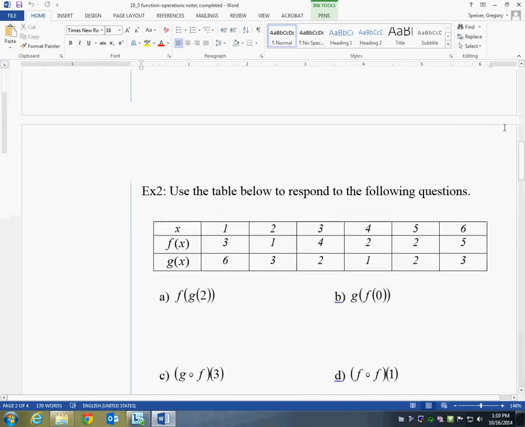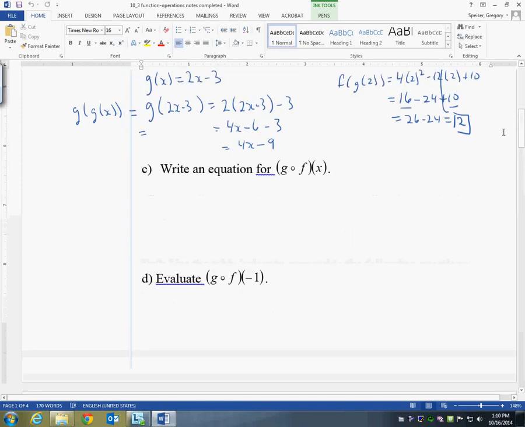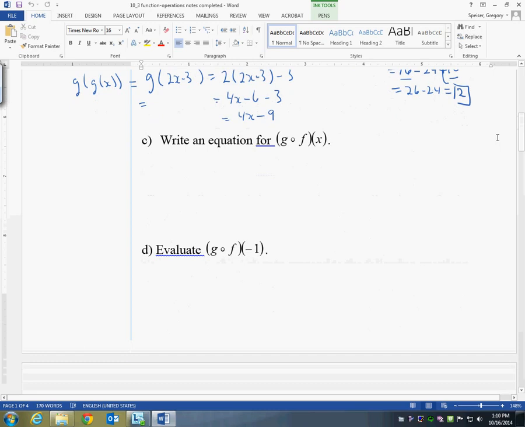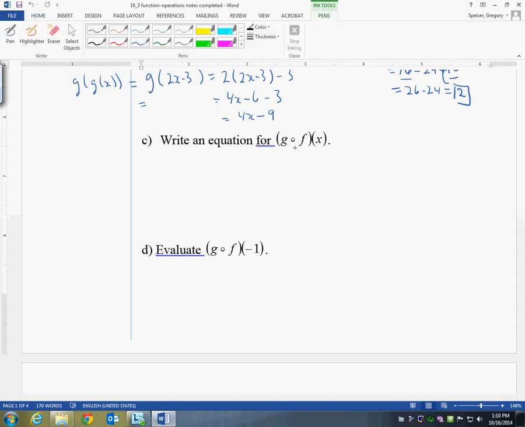We are at C. It writes, write an equation for g open dot f of x. So the first thing is that this part here is the same thing as writing g of f of x. So it's the same thing we've been doing before.